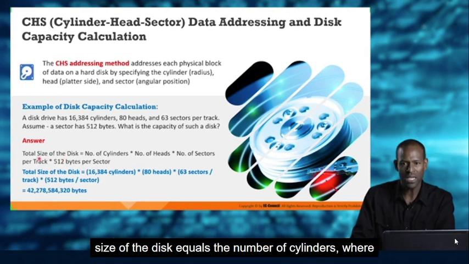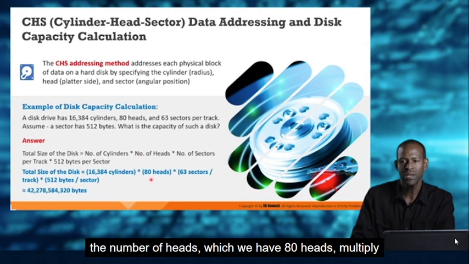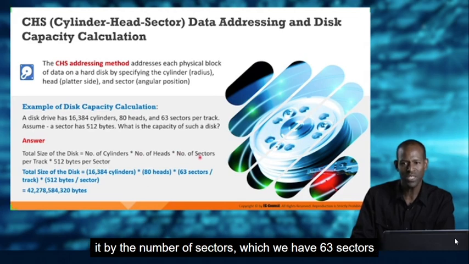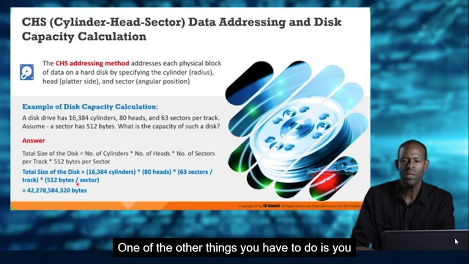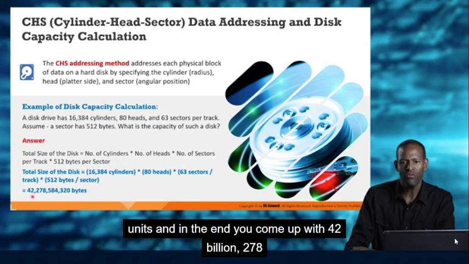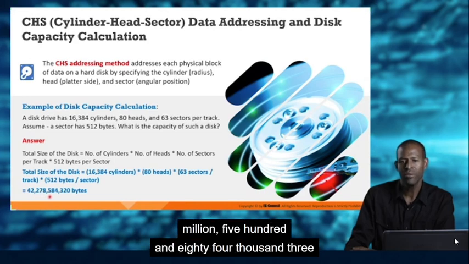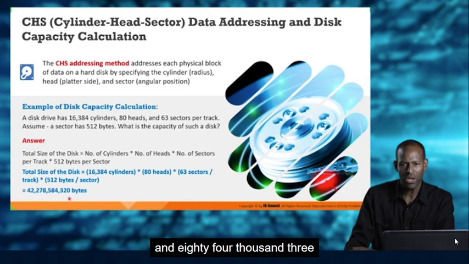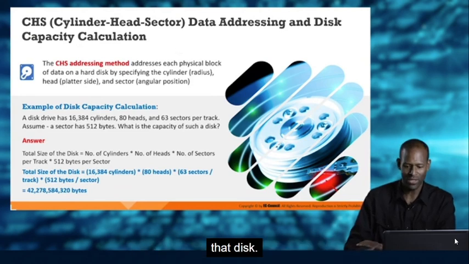The total size of the disk equals the number of cylinders, which is 16,348, multiplied by the number of heads, which is 80, multiplied by the number of sectors, which is 63 sectors per track, and multiplied by 512 bytes per sector. One of the other things you have to do is cancel out the units, and in the end you come up with 42,278,584,320 bytes, which is 42 gigabytes, right? So that's what we have with that disk.